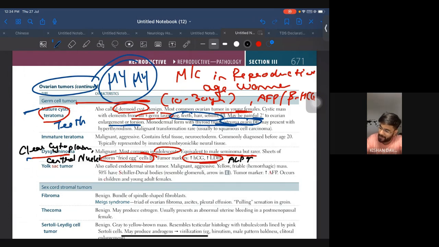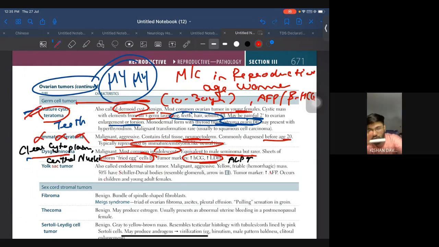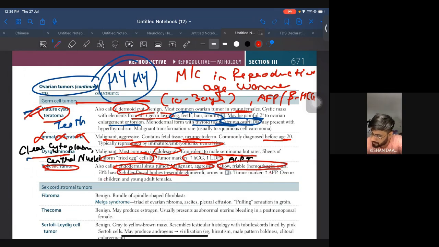Now coming to immature teratoma: malignant, aggressive, contains fetal tissue, neuroectoderm, commonly diagnosed before age 20, typically represented by immature embryonic-like neural tissue. Not commonly asked, but mature teratoma is most commonly asked. Dysgerminoma commonly asked. Yolk sac tumor commonly asked. Also called endodermal sinus tumor. Remember this name. Malignant tumor. Remember this: yellow friable mass. Schiller-Duval bodies resemble glomeruli.